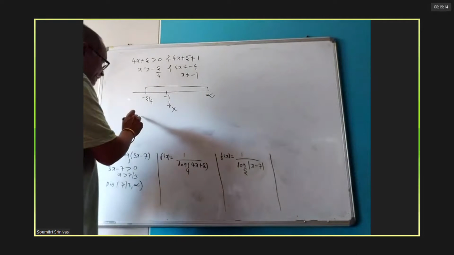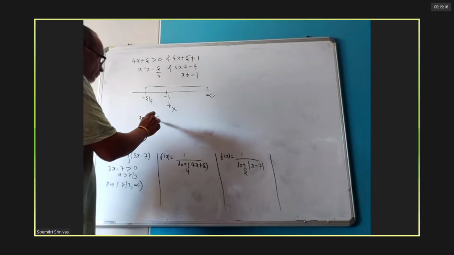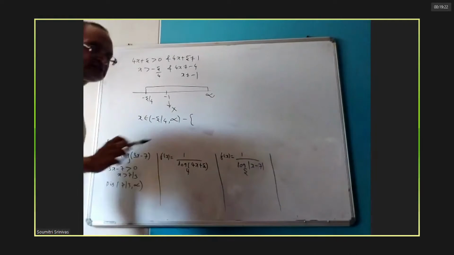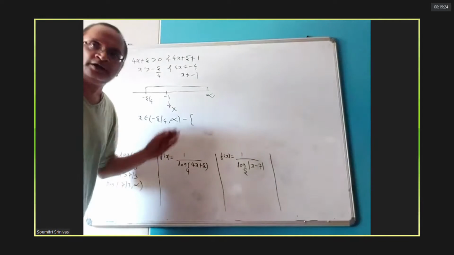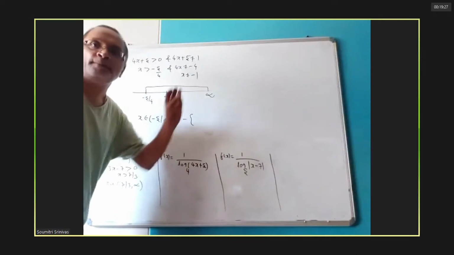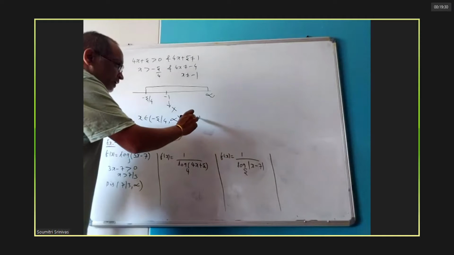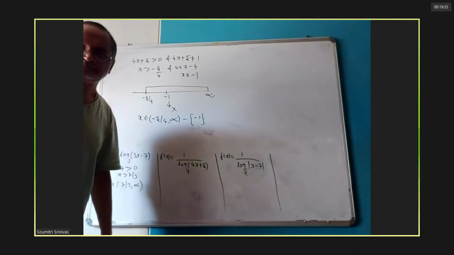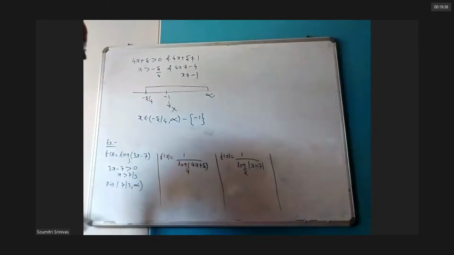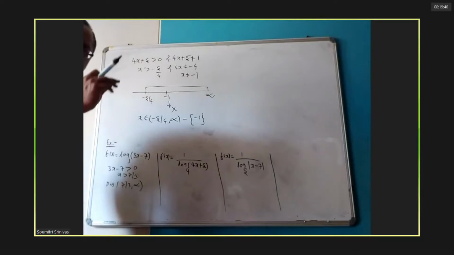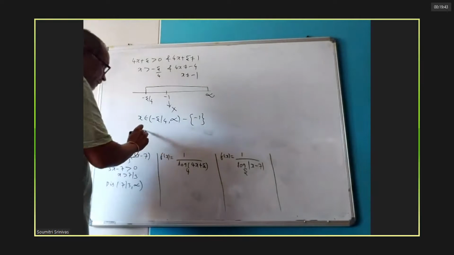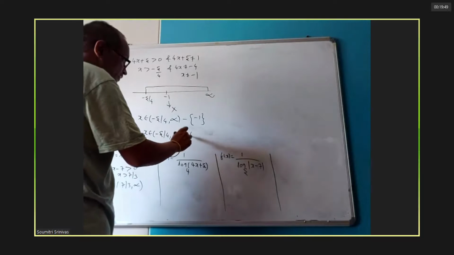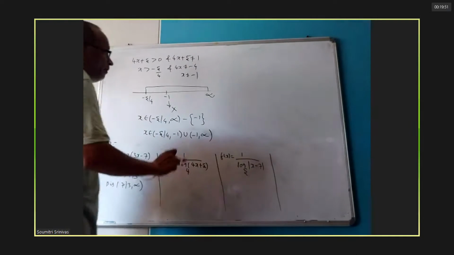One way of writing the answer is x belongs to minus 5 by 4 comma infinity, में से किसको हटा देना, किसको भगा देना, किसको फेंक देना? Minus 1. बच्चे लोग, am I correct? Am I clear? Therefore, if you want to write this in terms of intervals, how do you write? X belongs to minus 5 by 4 comma minus 1 union minus 1 comma infinity.